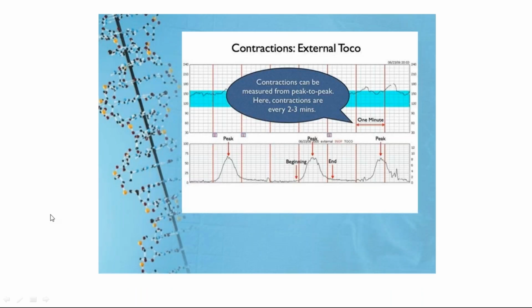So this is an external tocodynamometer. So the upper strip will tell you about the fetal heart, right? The lower part of it will tell you about the uterine contractions. Okay, so these are the usual, each one is around 1 minute, and you have, say, in 10 minutes 1, 2, 3, 4, 5, 6, 7, 8. Roughly you are having around 3 contractions.